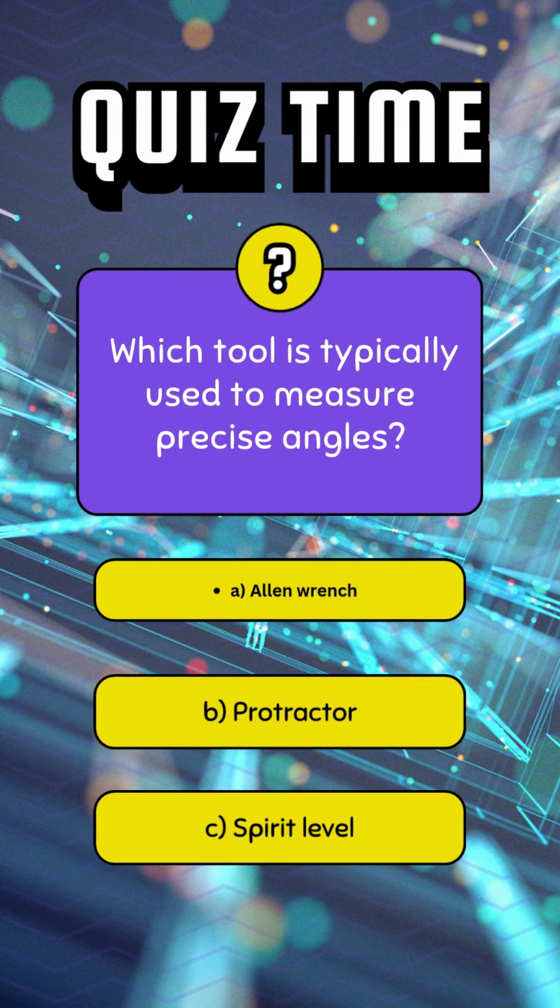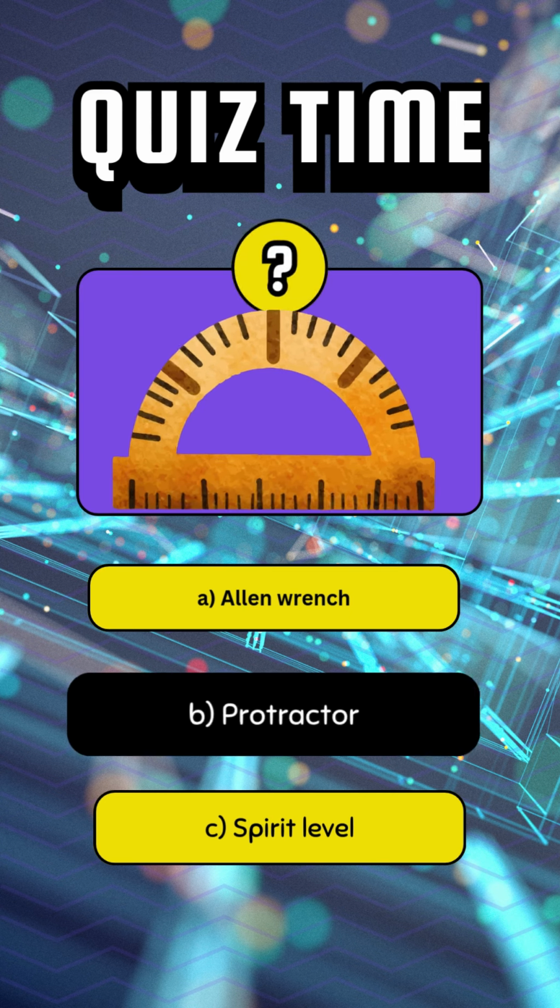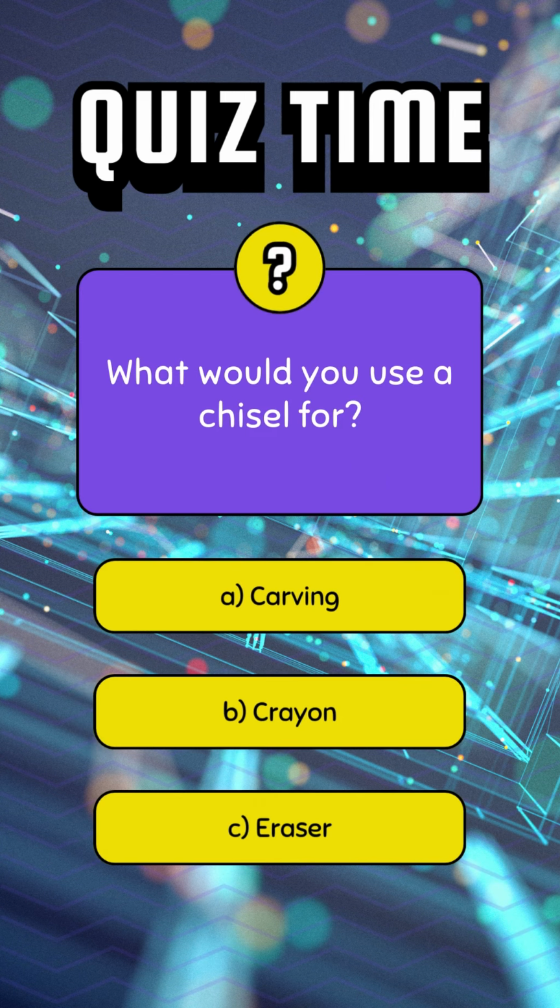Which tool is typically used to measure precise angles? What would you use a chisel for?